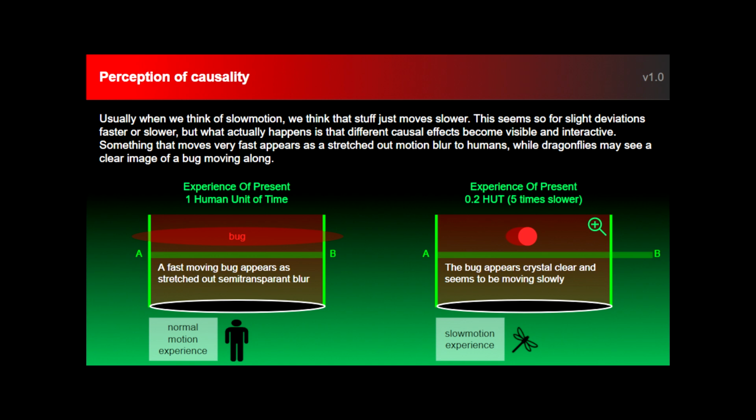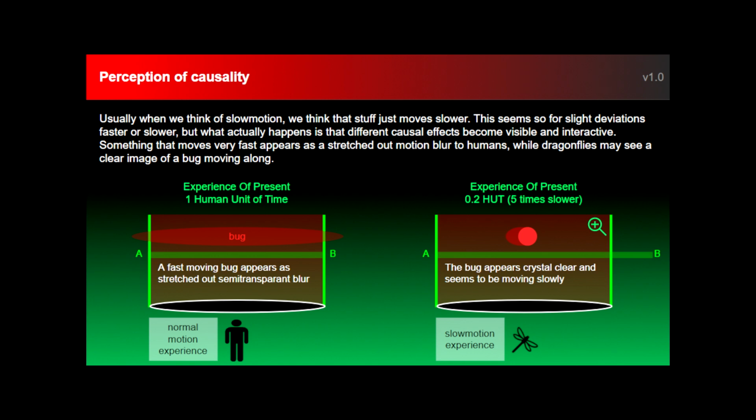Suppose that a bug is moving from A to B. To the human, it's not exactly clear where the bug is, though the general direction and destination are visible. To the dragonfly, it's exactly clear where the bug is, how it is moving, up, down, in little loops, etc., though its final destination is less clear. The dragonfly perceives more granular details of the causal relations involved. Maybe the bug avoided a raindrop while moving from A to B, while the human perceives more macroscopic causal relations. Notice also that the bug appears thinner to the dragonfly.